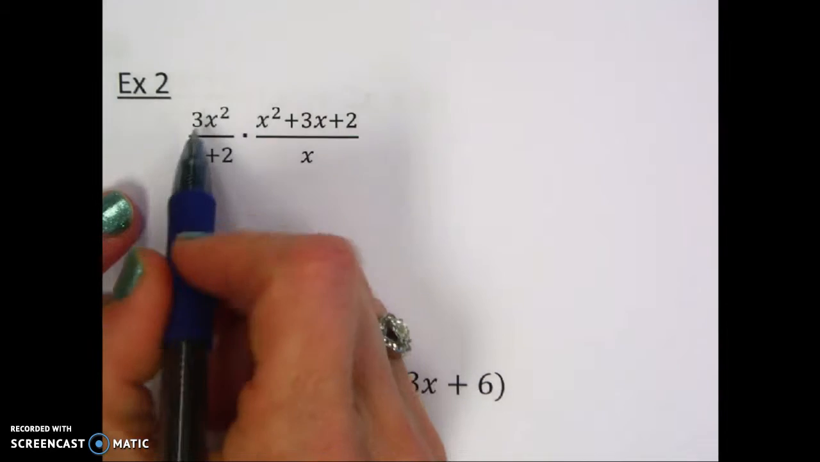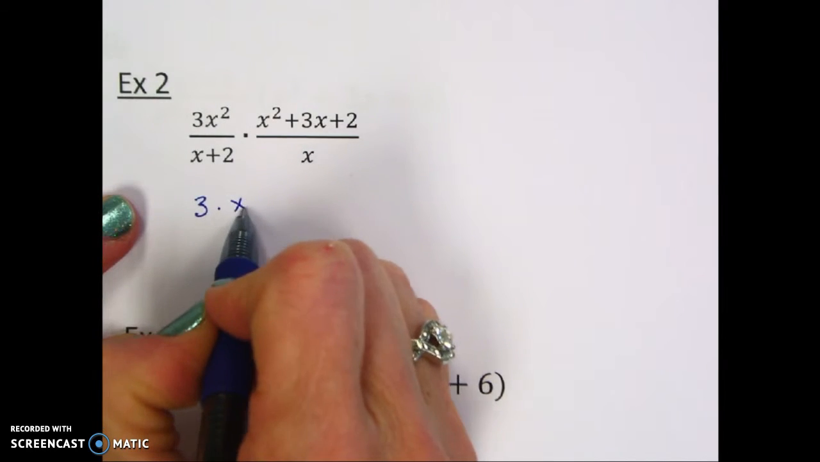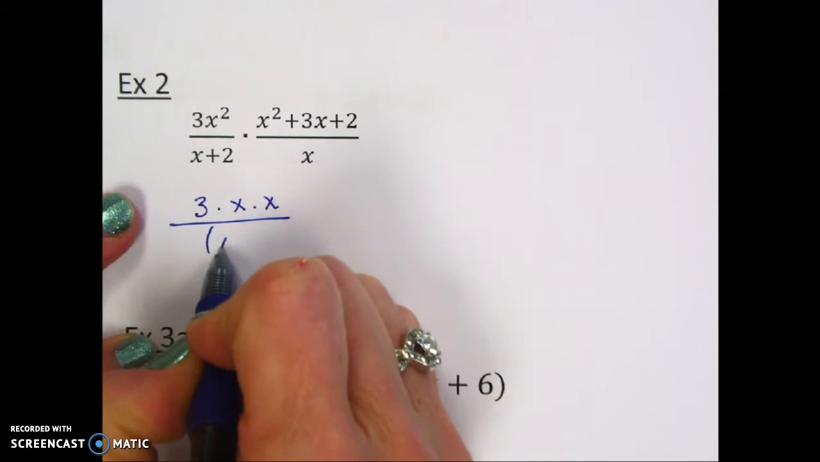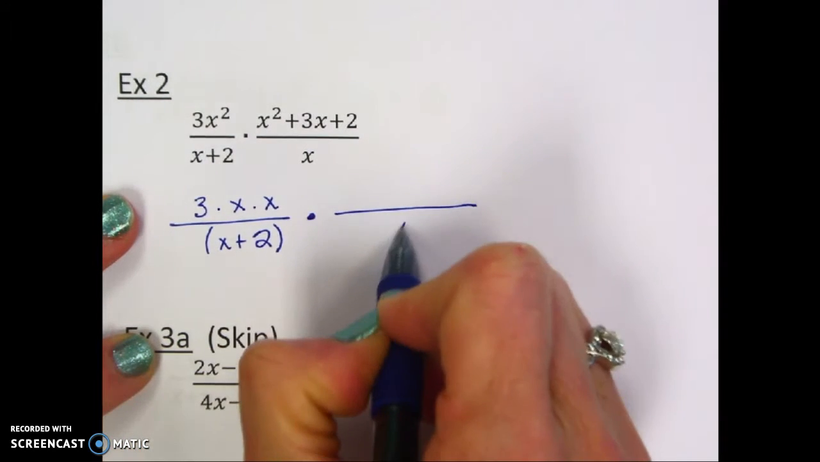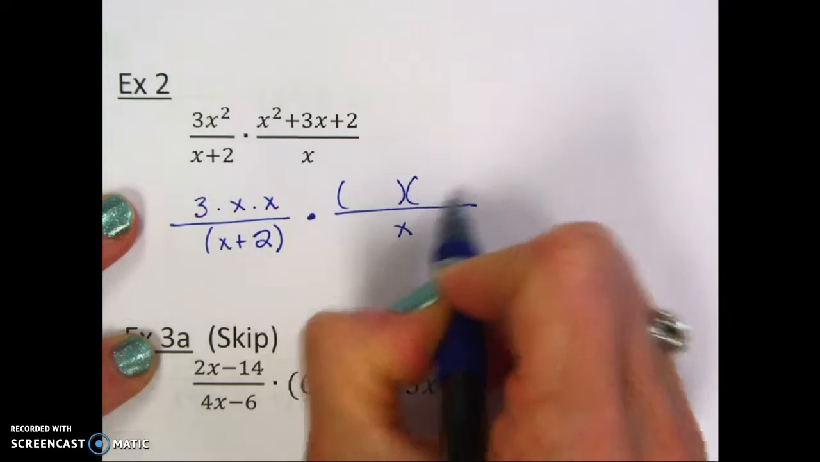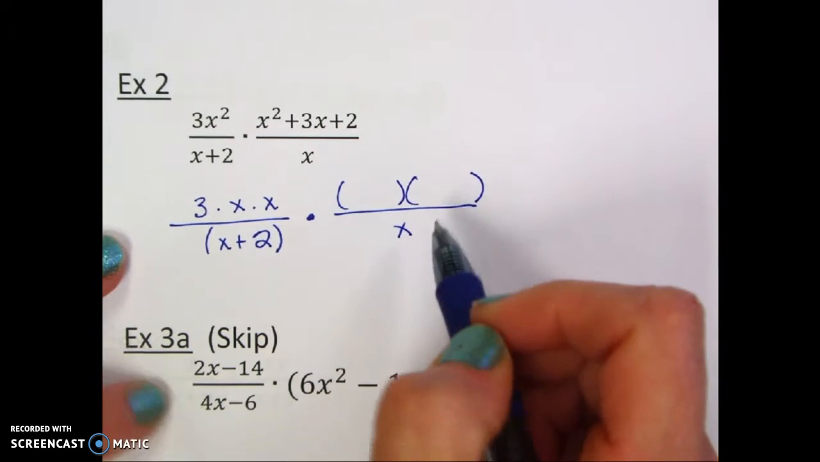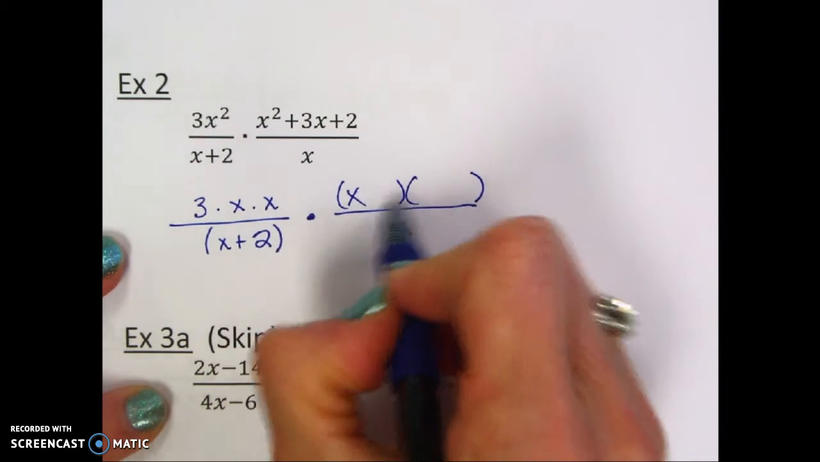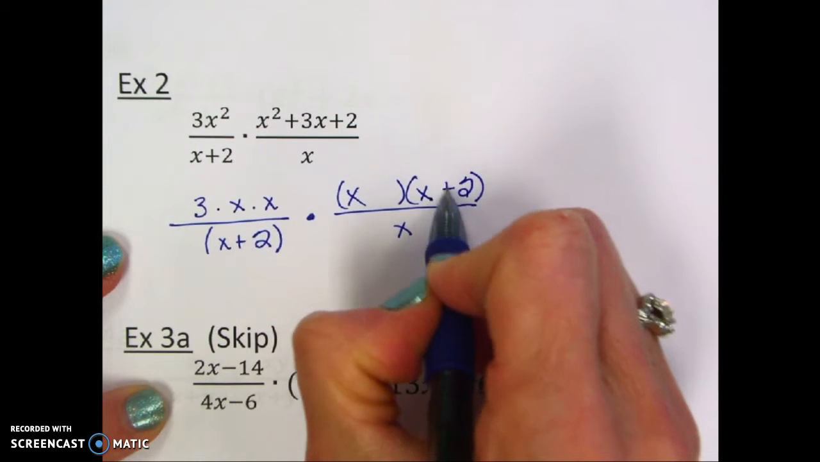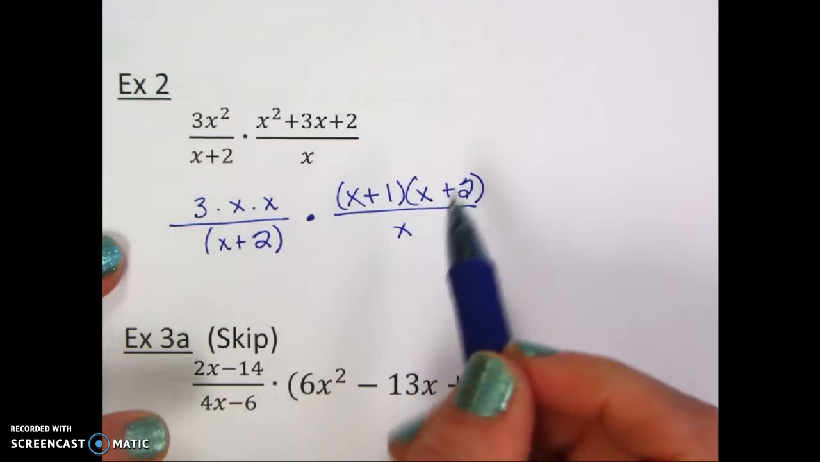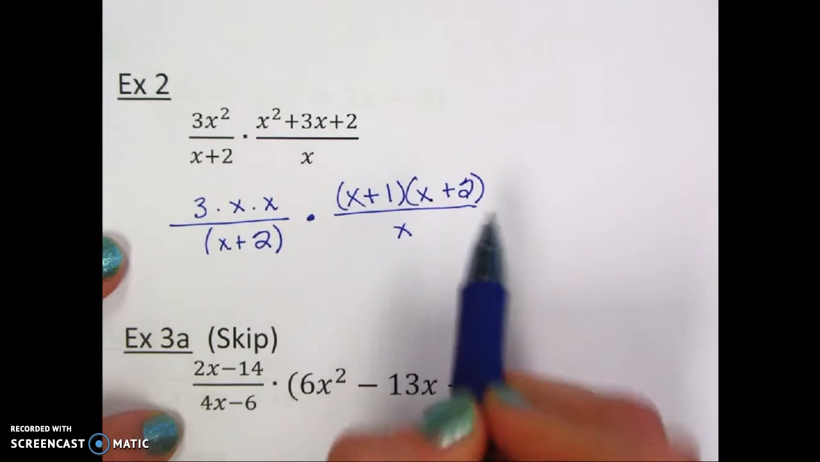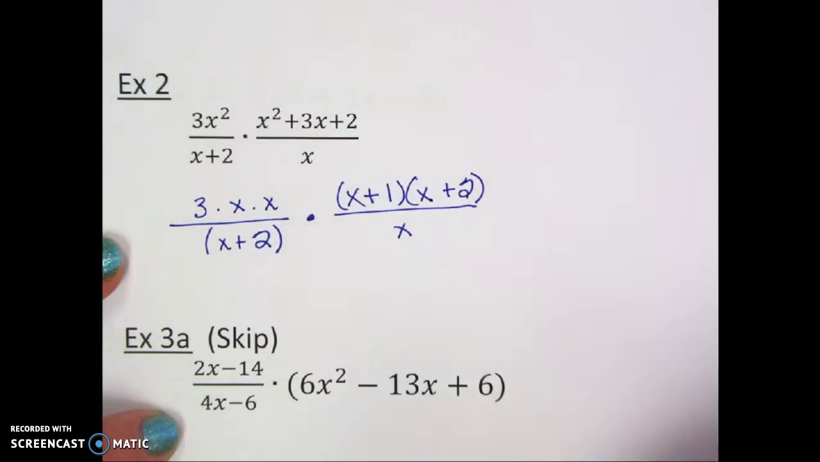All right, so the top we have 3 times x, and the bottom is just x plus 2. There's nothing else you can do with that. Over here, the bottom is just x. The top, because it's a trinomial, we can hopefully split it into 2 binomials. So we have x and x. We need it to multiply to 2 and add up to 3. So 1 times 2 multiplies to 2, adds up to 3.